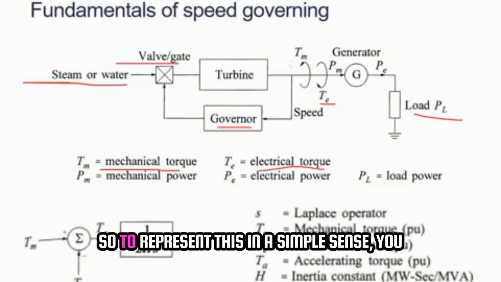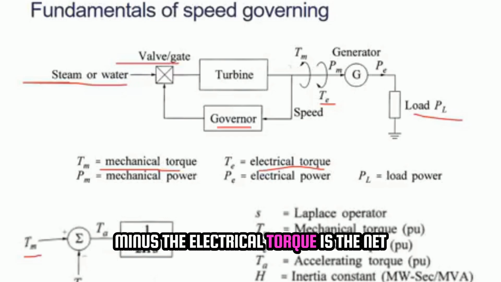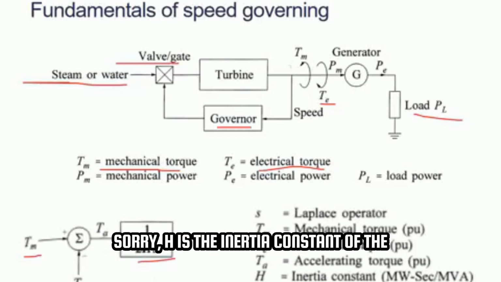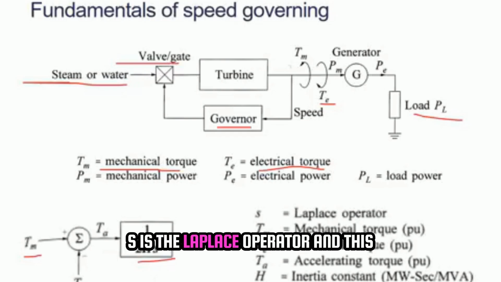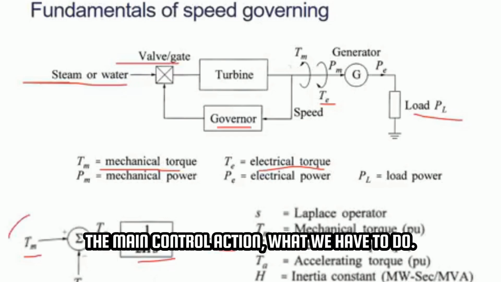Right? So to represent this in a simple sense, you can say that the mechanical torque minus the electrical torque is the net torque, which is equal to 2Hs times delta omega r, where H is the inertia constant of the machine, s is the Laplace operator, and delta omega r is the rotor speed. So to get the speed of the machine, this is the main control action we have to do.